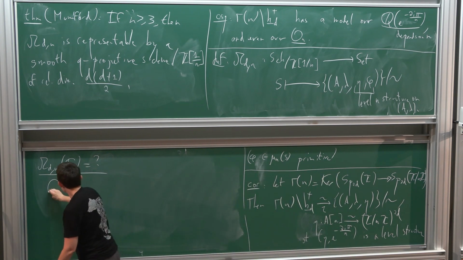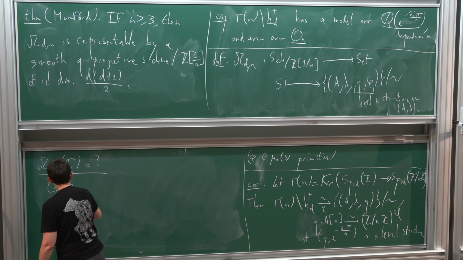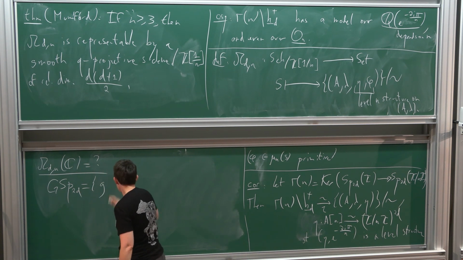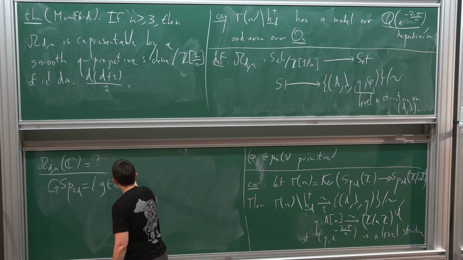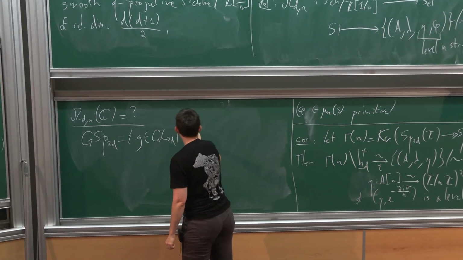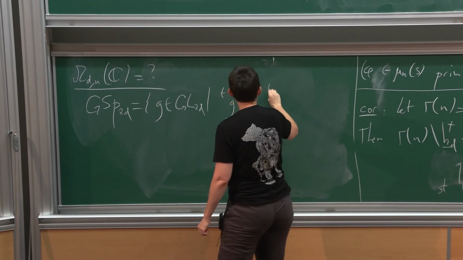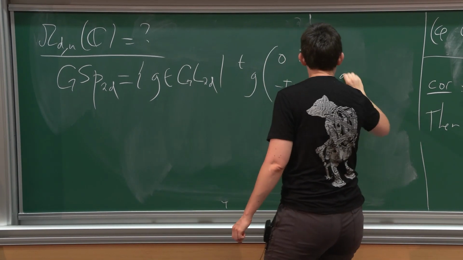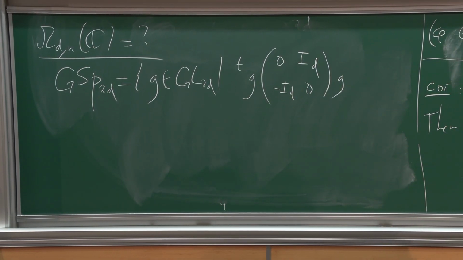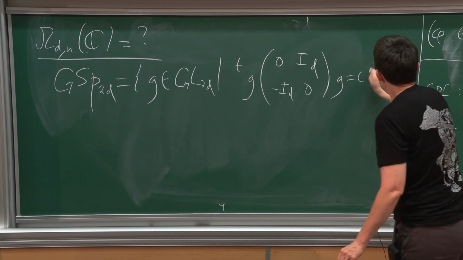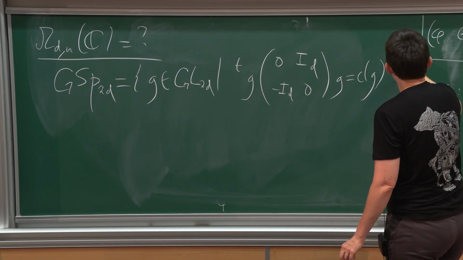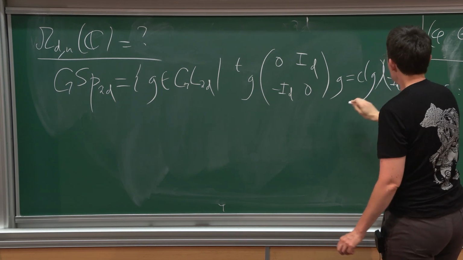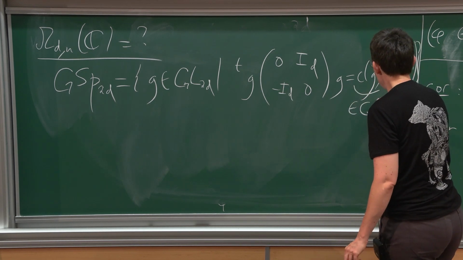Let me introduce for this the general symplectic group. So the general symplectic group is just symplectic automorphisms of the same form as before, except now I only require the automorphism G to fix the symplectic form up to a scalar, where this c(G) is in GL1.